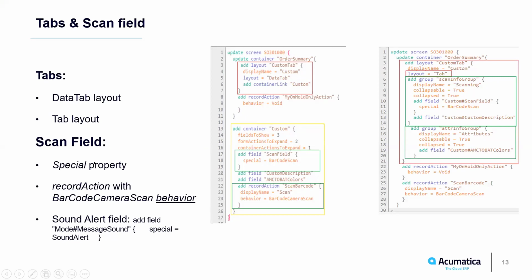All right, so let's talk about the scan field. On your mobile application, you can add a scan field if you need to use the QR code scanner or the barcode scanner functionality. This scan field must be of type text, and it should set the special property to barcode scan, as we can see on the screen. Besides this field, you need to include a record action with the behavior set to barcode camera scan, as we can see on the screen as well.